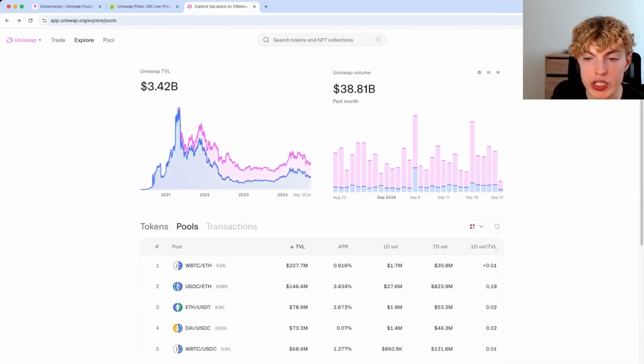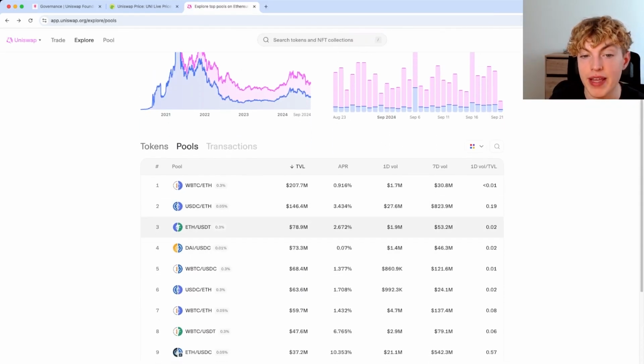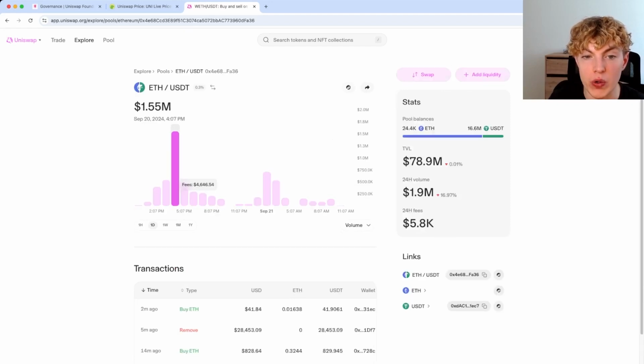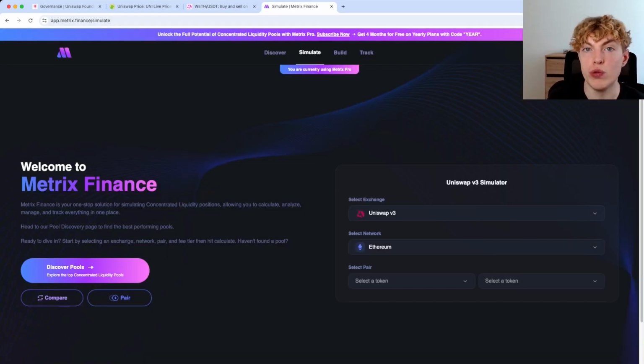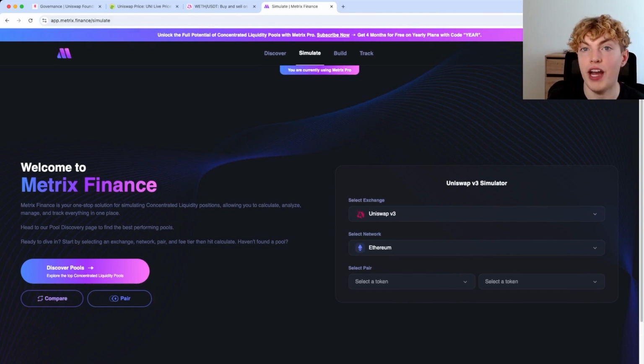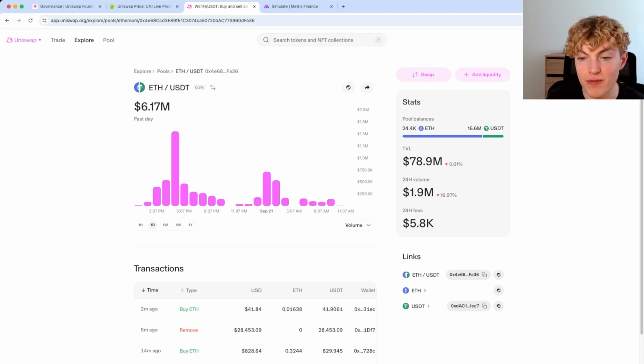So if you're scrolling through Uniswap and you find a pair that you want to take on exposure to, it's not a perfect idea to go through this Uniswap website to find out all the information about the pool. It's a really good idea to go over to Metrics Finance and from here do your due diligence and your research about the pool, because you can see a lot of information. You can go back up to 30 days and see the history of the pool, and see a ton of information, whereas here the information may be limited.